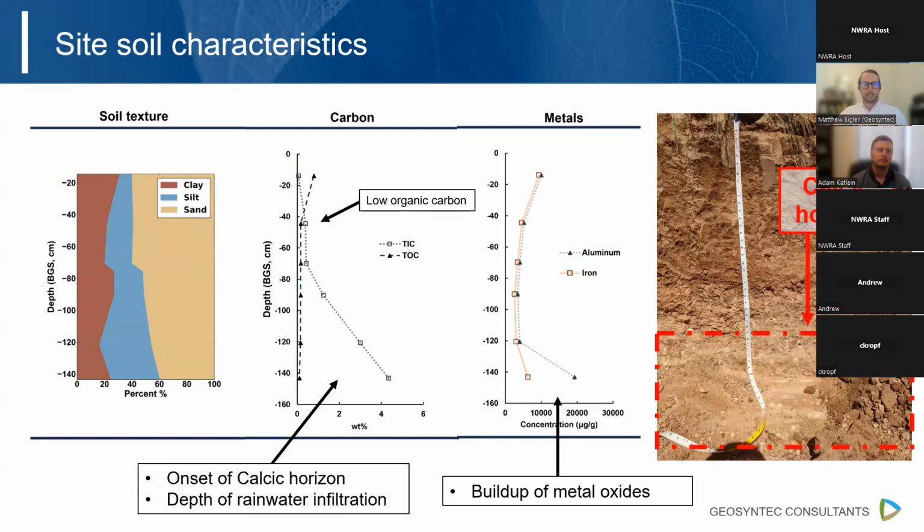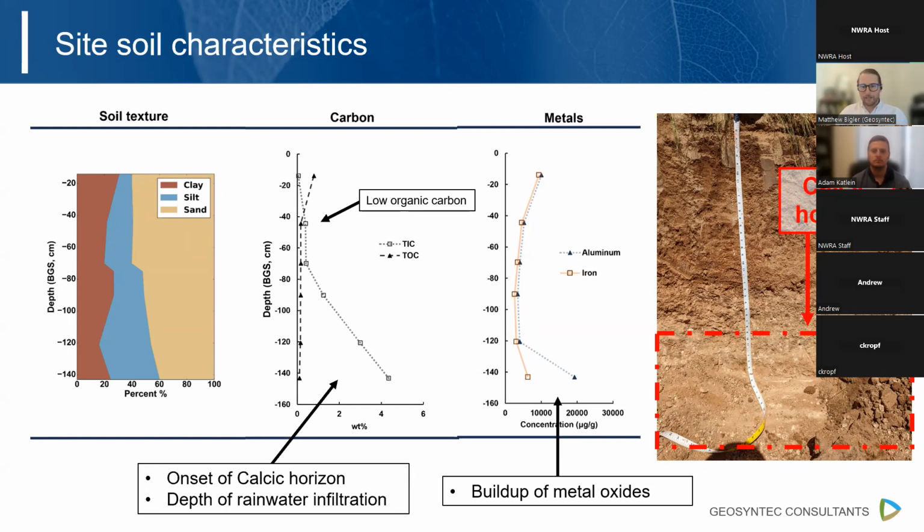Then we characterized the soil, and this is a few of the characterizations presented. I just picked these out because I thought they're relevant, but we did a lot of other characterizations. One I think is really important is our carbon. If we look at our organic carbon, we don't really have a lot of organic carbon, so we're not having a lot of retention due to organic carbon. What we do have is a lot of inorganic carbon down lower alongside this onset of our calcic horizon.